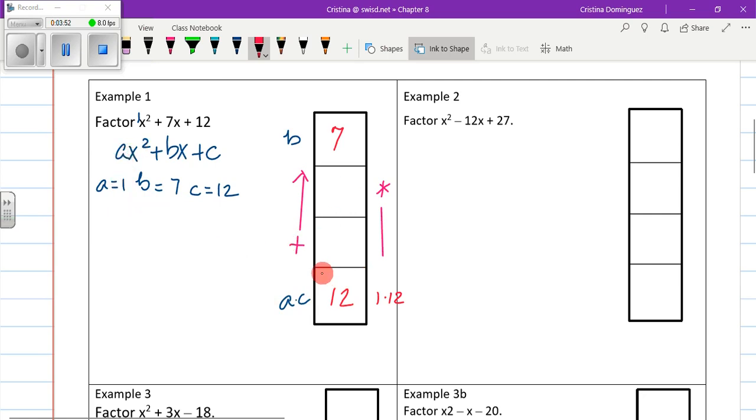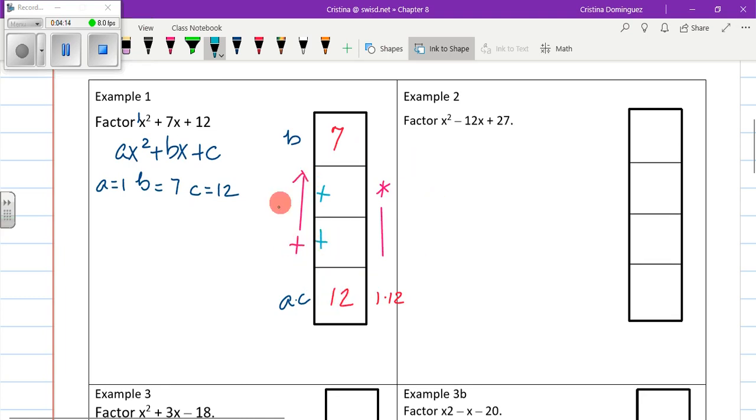So now I need to know, what are two numbers that multiply to be 12 and add up to be 7? If I have a positive product, then I look up here at the top one and I see that this is positive. So I know all my signs have to be positive.